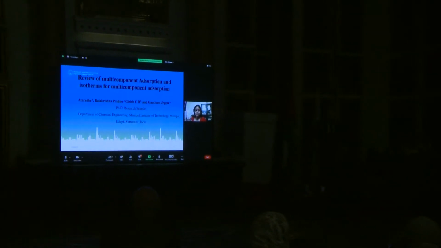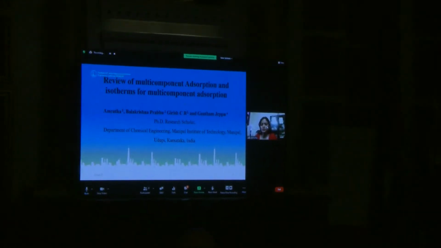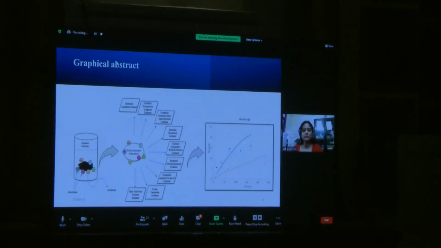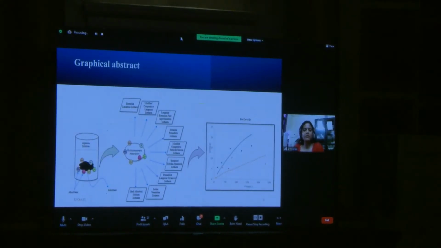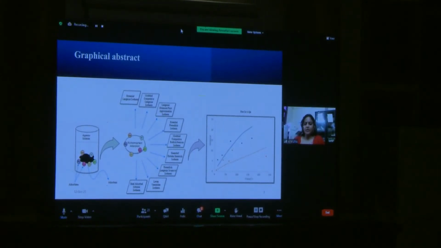Today my topic is a review of multi-component adsorption and isotherms for multi-component adsorption. This is a graphical abstract, in which I'll explain briefly: when we have adsorption using activated carbon or any other material as an adsorbent, we do some studies on removing multi-component or monocomponent adsorbates, and we go through the theoretical isotherms.